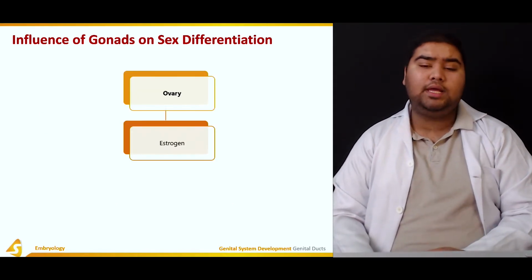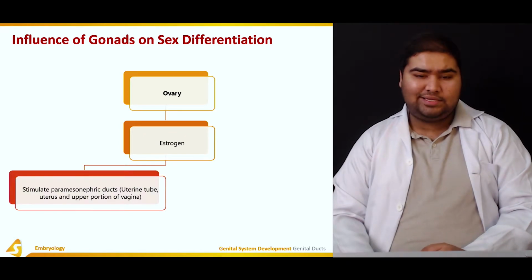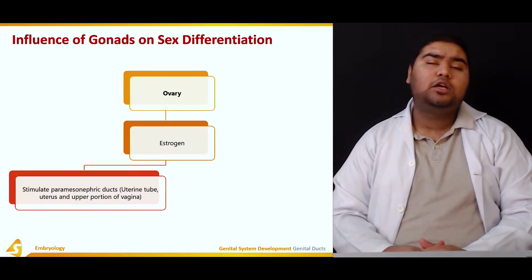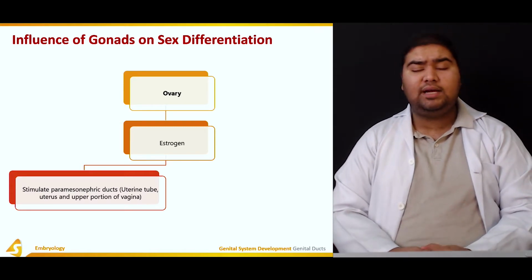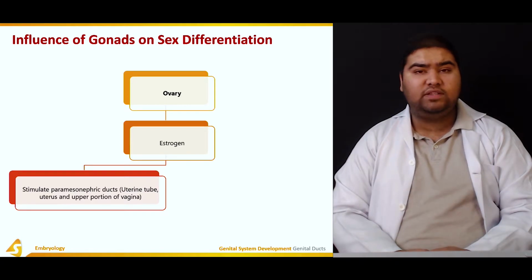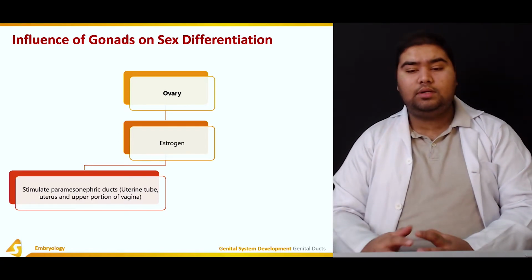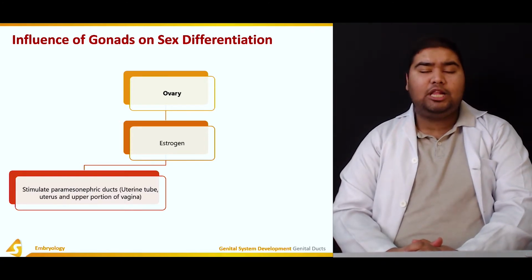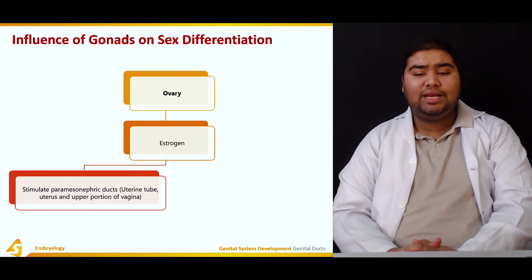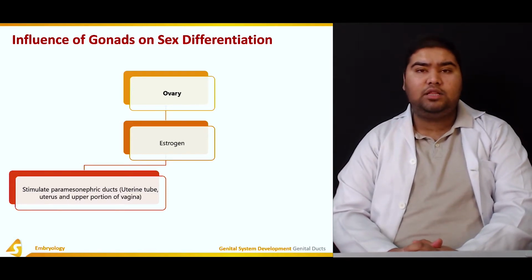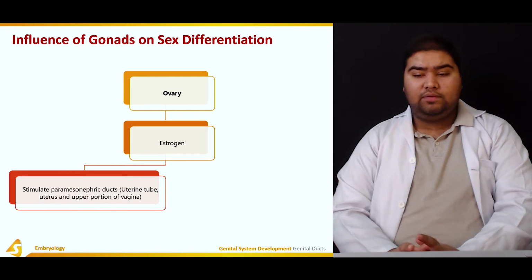So similarly, the ovary secretes estrogen. This estrogen stimulates the paramesonephric duct. So the paramesonephric duct forms the uterine tubes, the uterus, and the upper portion of the vagina. It also stimulates external genitalia and helps in the formation and growth of the clitoris, the labia majora and minora, and finally the lower portion of the vagina.